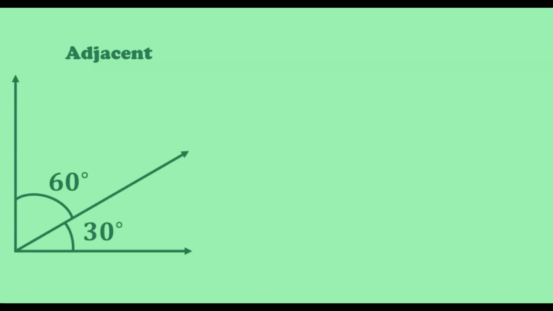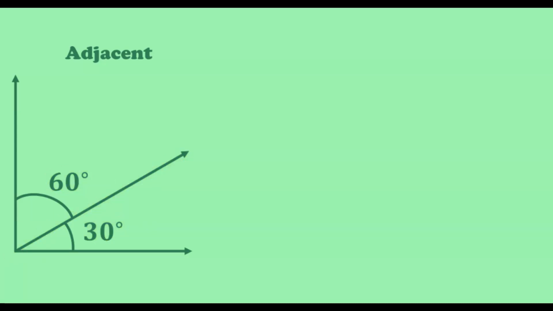First of all, we have adjacent complementary angles. Consider these two angles over here. So what we have is a 30-degree angle and a 60-degree angle. If we add 30 degrees and 60 degrees, we have 90 degrees, so they are complementary angles. And they are adjacent because they have a common vertex over here, and they also have a common arm over here.